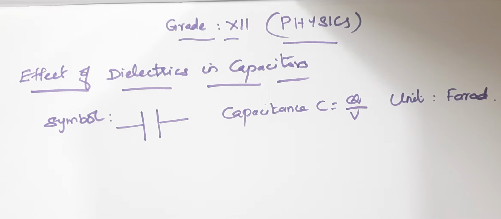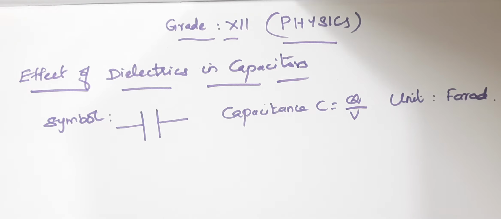What is meant by a dielectric? It's a non-conducting material, that means an insulator. It has no free electrons. For example, glass, mica, ebonite, and so on. So when you place a dielectric in a capacitor, what will be the effect that we are going to discuss today?